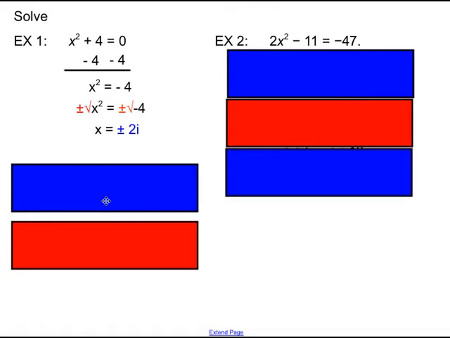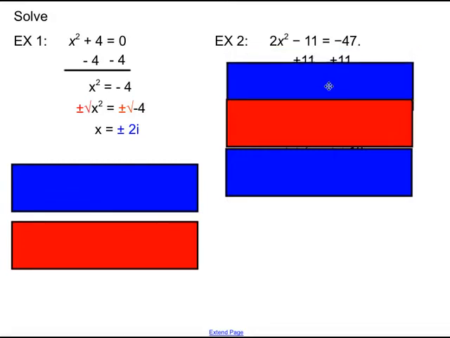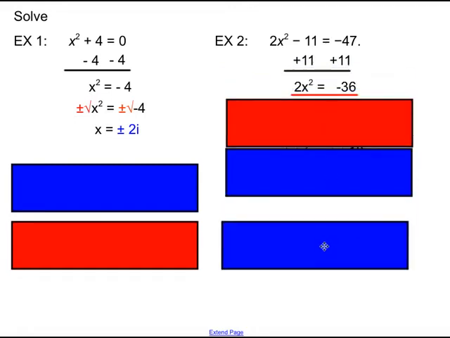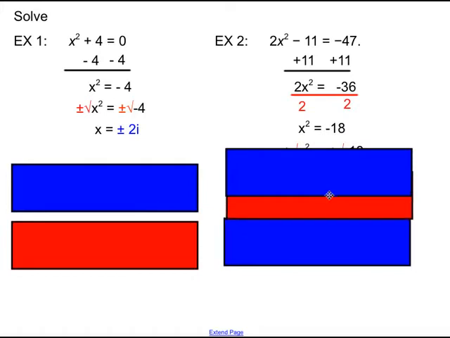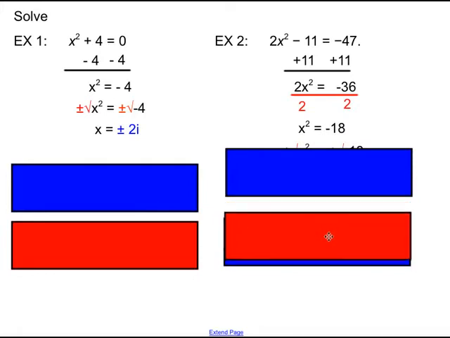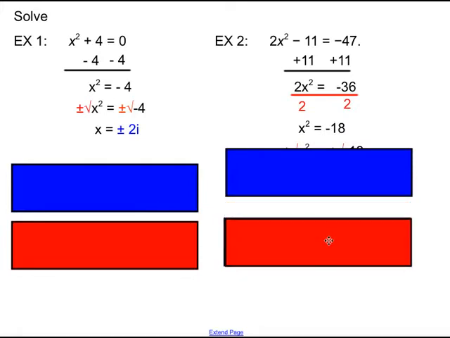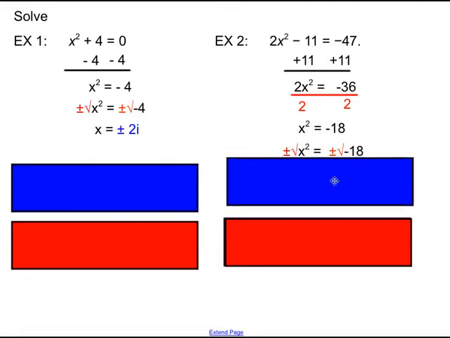Let's try another one. This one, we start the same way, by getting rid of the minus 11 from both sides. To get rid of the minus 11, we add 11 to both sides, thus giving us 2x squared equals negative 36. Then we need to get rid of the 2 in front, so we divide both sides by 2, giving us x squared equals negative 18. Now, just like the last one, we're going to have to square root both sides, not forgetting our positive or negative.